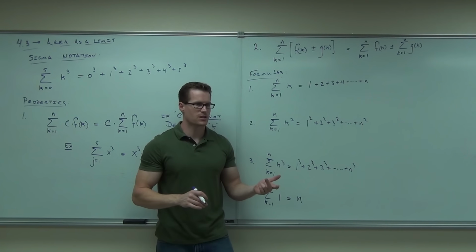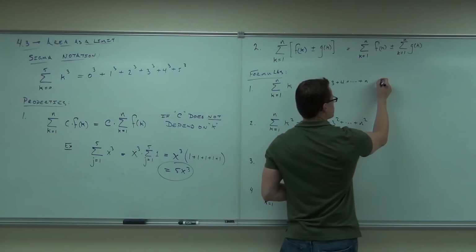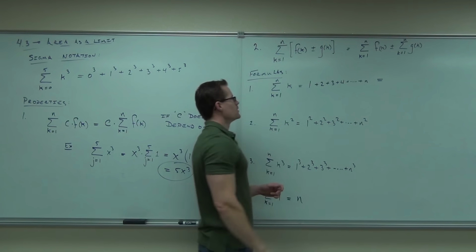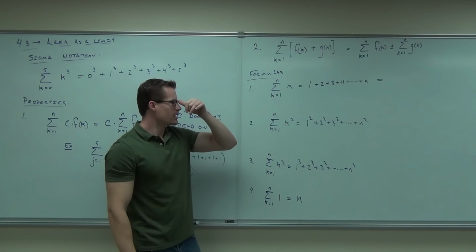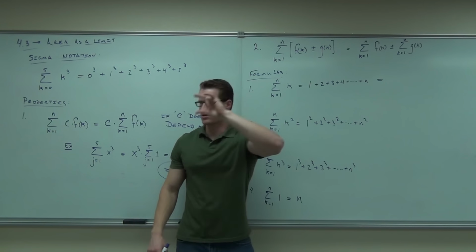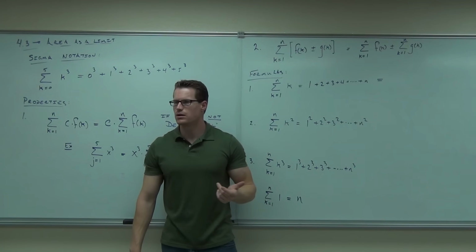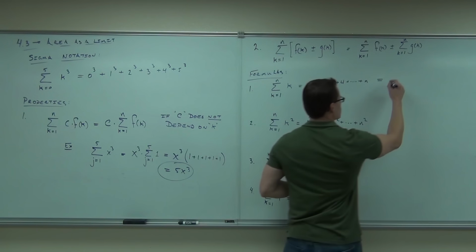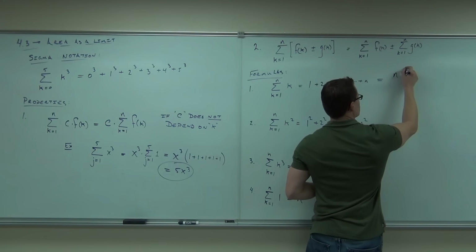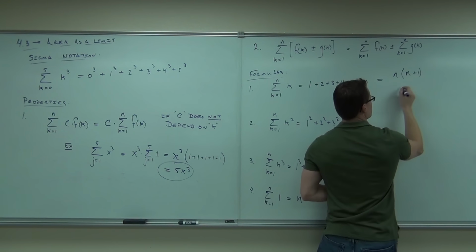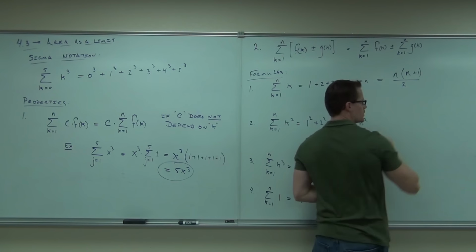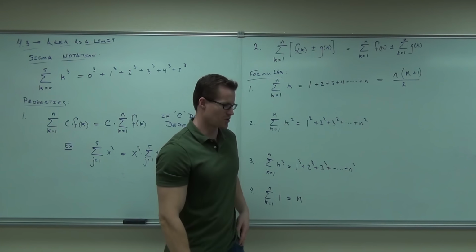And there are formulas. The first formula for this one, so if you go from 1 to n of k, summation of k, it says if you take the number that you're ending at, what number are you ending at here? N, yeah, sure. And you multiply it by n plus 1, and you divide it by 2, you're going to come up with the same answer. Which is pretty fantastic, actually.